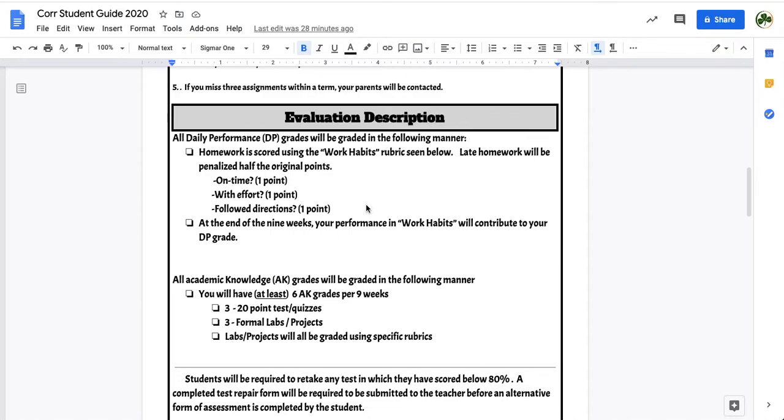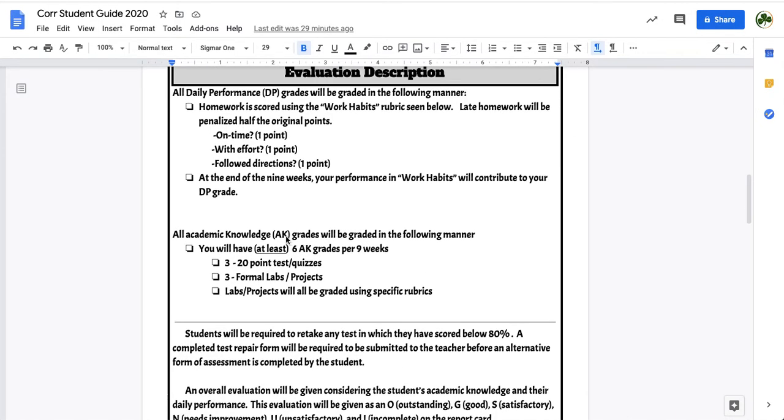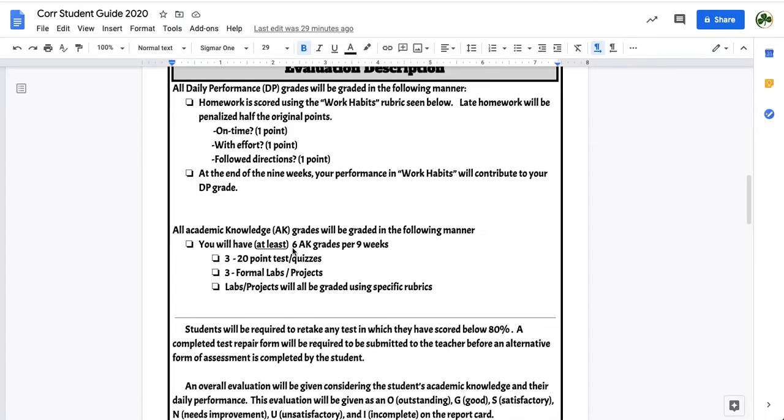If you turn it in a day late, it's docked half. If you turn it in any day after that, you may not receive any points on it at all, depending on the situation. So if you turn it in late one day, it's docked half. It's usually around 1.5. So at the end of the 9 weeks, your performance and work habits will also contribute to your DP grade. All academic knowledge grades will be graded in the following manner.